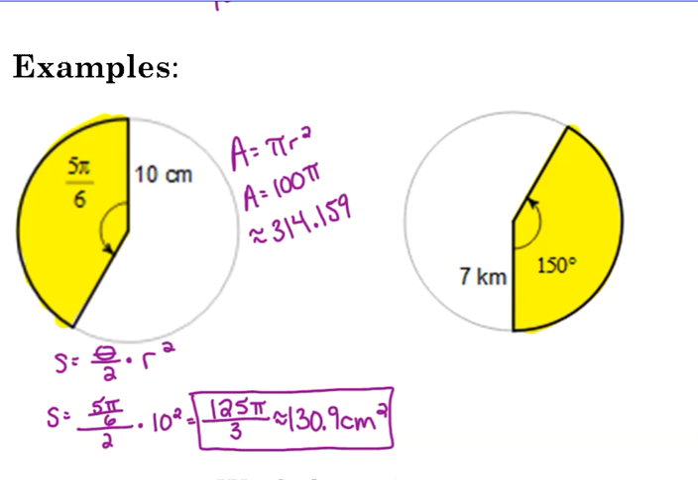Okay, let's do one that's in degrees. So let's jot down the formula in general. Theta over 360 times the area. Area is pi r squared. So for our specific case, using the angle from a minute ago, instead of 150, 150 over 360 times pi times 7 squared.